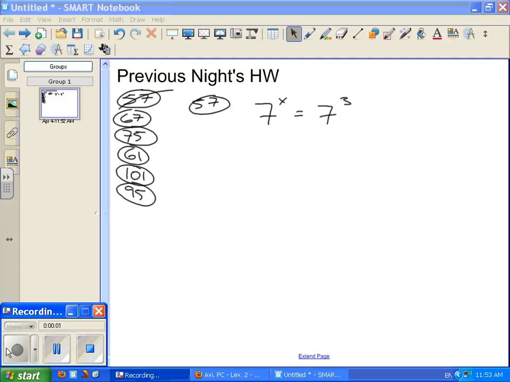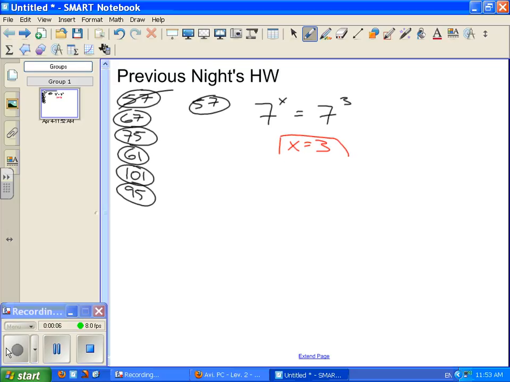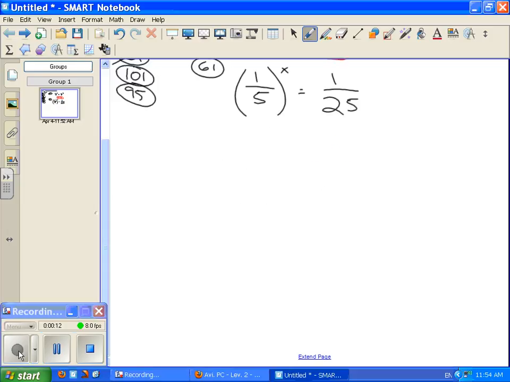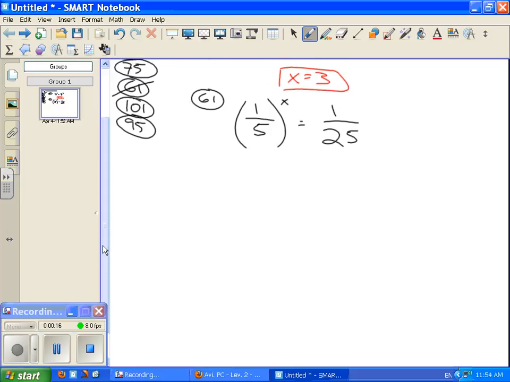57. I've got 7 to the x equals 7 to the third. So x has to be 3. Yay! Well, prove to us that 3 equals 3, mathematically. I think it is its own proof. That's the reflexive property.